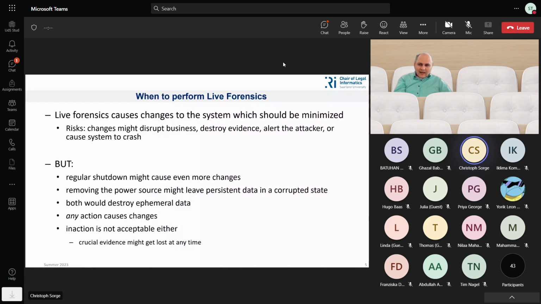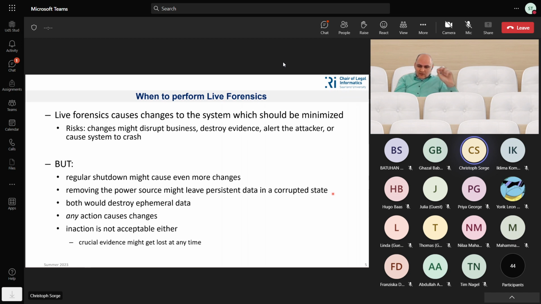On the other hand, a regular shutdown might also cause changes, and potentially even more changes than just doing the forensic investigation. And the third option, of course, between shutdown and doing live forensics, is just shutting off the power. But that might leave persistent data in an inconsistent or corrupted state. So that's also not an ideal choice. Of course, you have to do something.